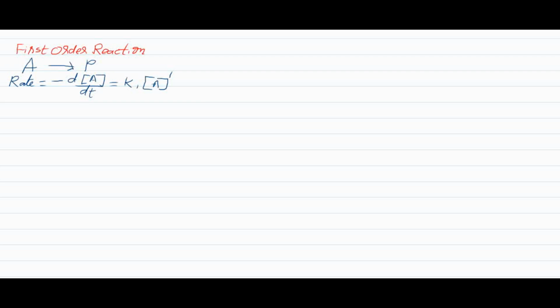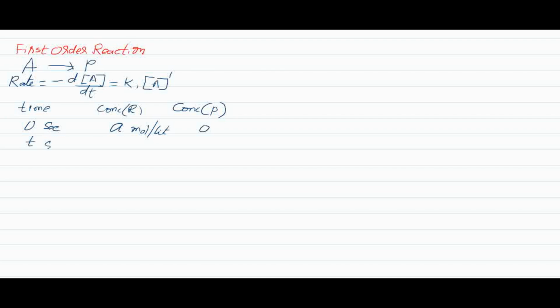Now, consider time and the concentration of the reactant and the concentration of product. At 0 seconds time, the initial concentration of the reactant A is a moles per liter, and initially there are no products in the reaction, so the concentration of the products is 0.